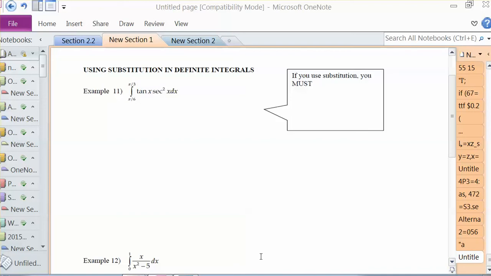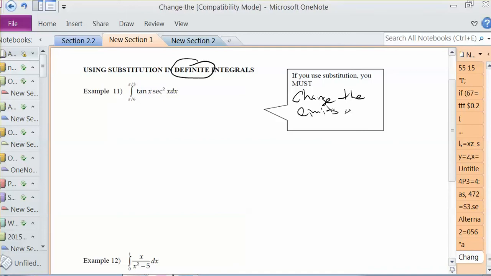So for these two examples, 11 and 12, we're going to be talking about how to use substitution for definite integrals. Previously, we talked about how to do substitution for indefinite integrals, but it's going to be a little different for definite integrals. So if you use substitution, you must change the limits of integration. That is going to be very, very important. So let's take a look at what's happening here.